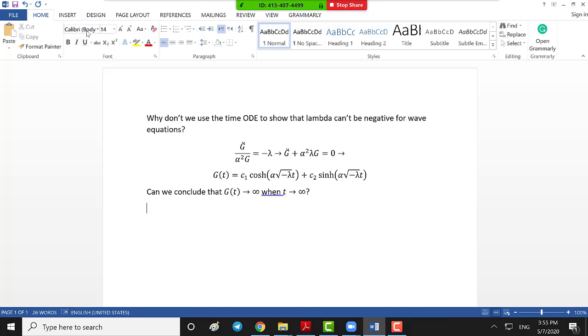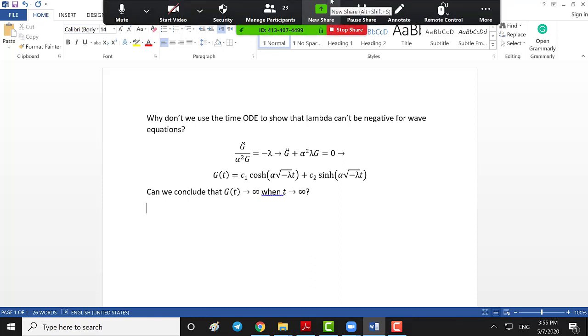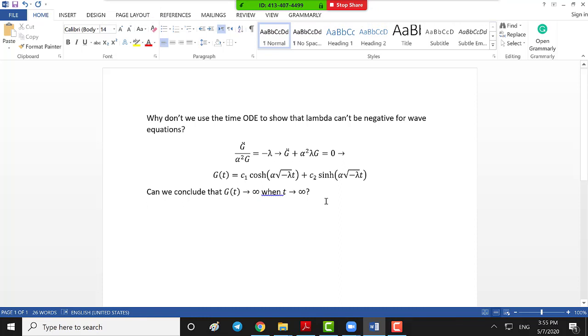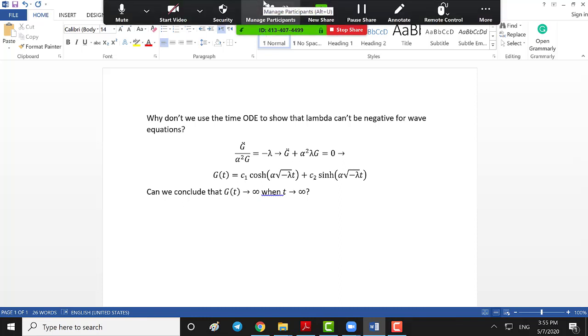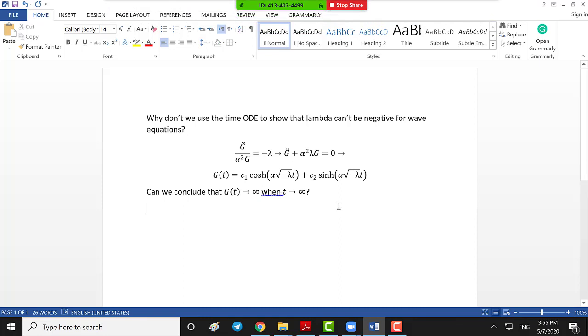Guys, where are you? I think yes. Why? Because both cosine hyperbolic and sine hyperbolic go to infinity. But what about c's? The c's might be somehow reversing the effect of each other.